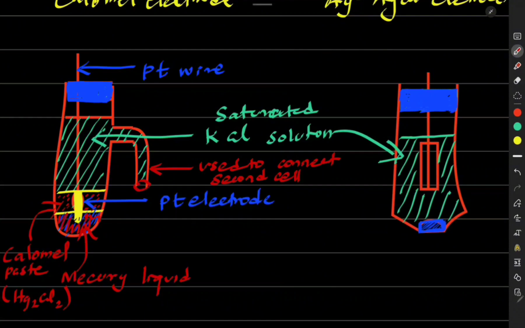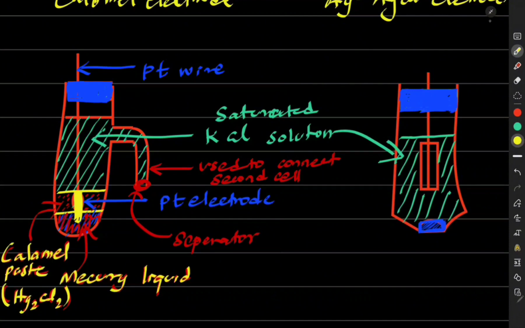And the tip of the part is called the separator. This is calomel paste, this is mercury liquid, and this is the separator. The separator is used to connect the second cell. And the solution of the calomel electrode and AgCl electrode is saturated KCl solution.